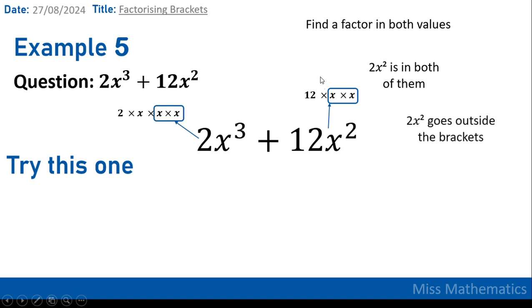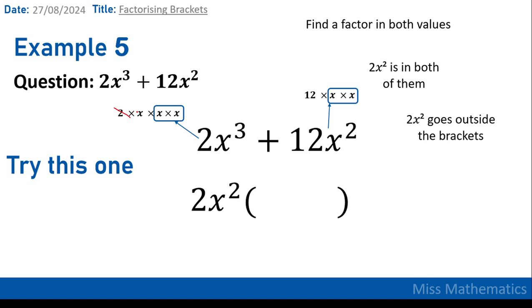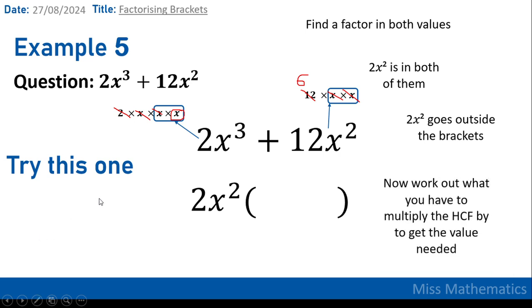So we put 2x squared outside the brackets, and then because we've got rid of 2 times x times x, that means we only have one remaining x here, and we have a 6 here because we got the 2 out and then we got 2 x's out. So therefore inside the brackets you would put x plus 6.